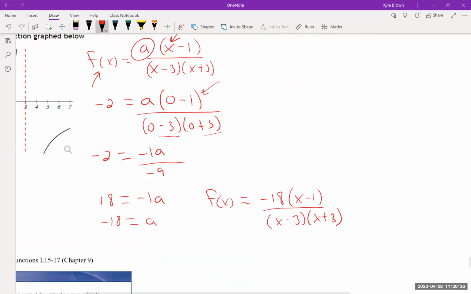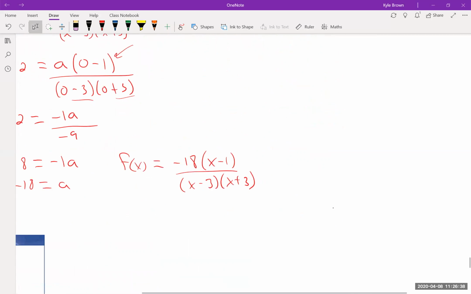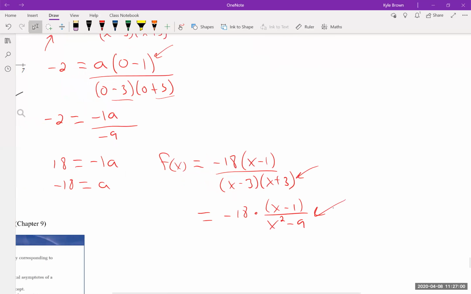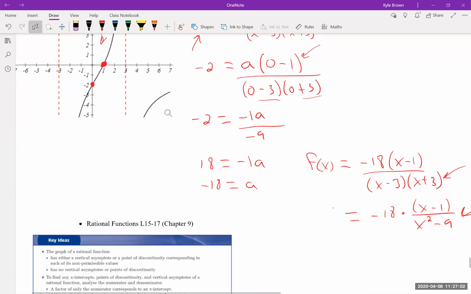And it can be in different forms too, when it goes into the program. It could be -18 times x minus 1 over x squared minus 9, if you expanded that all out. They should all give you the right answer either way, no matter how you put it in. So like I said, that's about as tough as they get. And I think you've got 2 of those on that assignment.